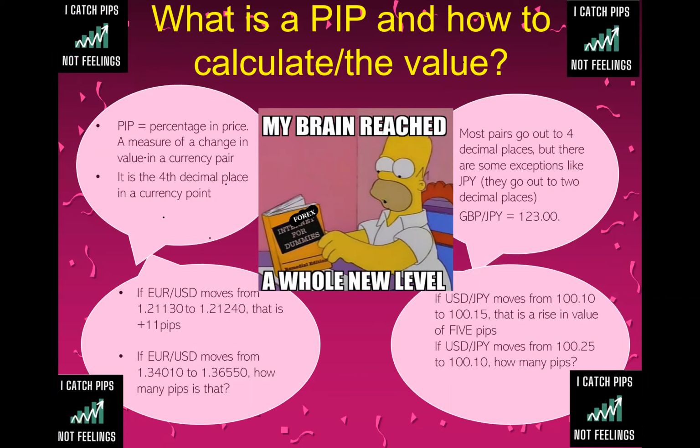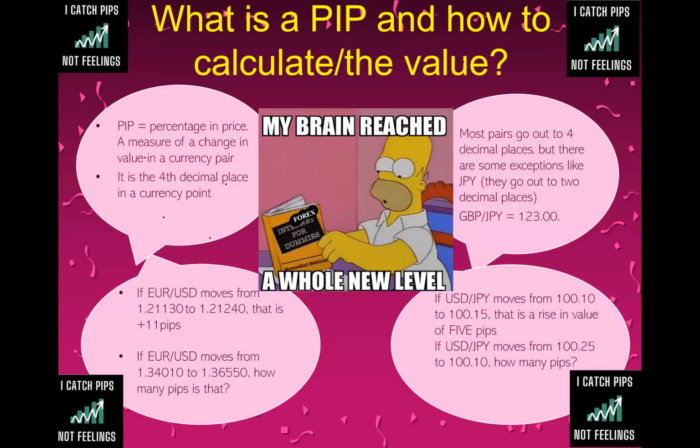Any Japanese yen pair, it is 2. So we can have Euro JPY, GBP JPY, CAD JPY. As long as it's JPY, Japanese yen, exactly. And apart from that, the rest are 4.